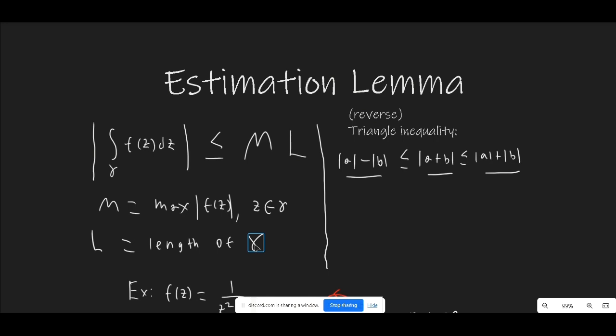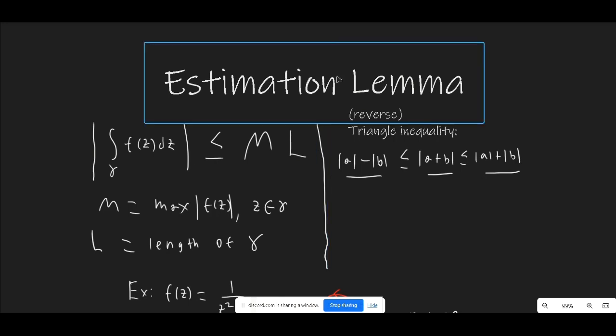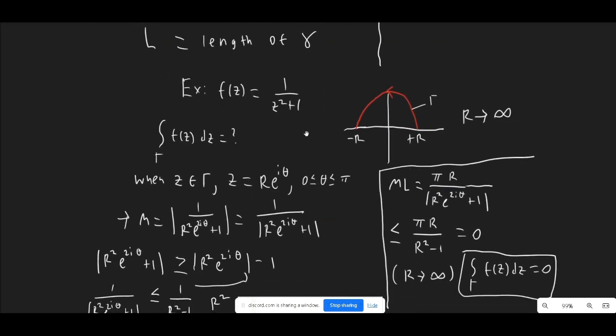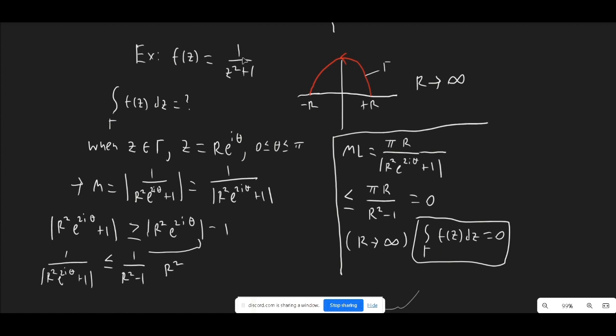We're also going to be using the triangle inequality quite a bit. This is just something to keep in mind. For two complex numbers a and b, the modulus of a minus the modulus of b is less than or equal to the modulus of a plus b, which is less than or equal to the modulus of a plus the modulus of b. And that's very important. So let's just go straight into a worked example, because I think that's the best way to show how to do this. For our example, we're looking at the function f of z equals 1 over z squared plus 1, and we're trying to show that the integral over gamma of f of z dz, where again gamma is this same curve.